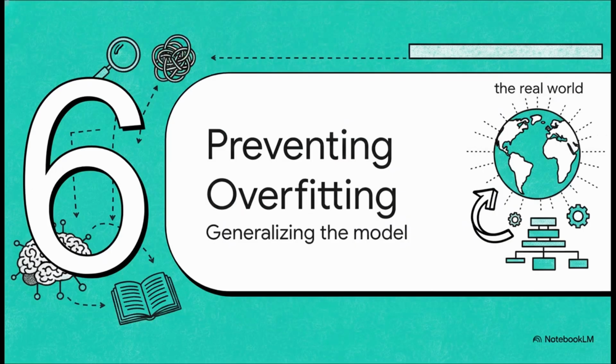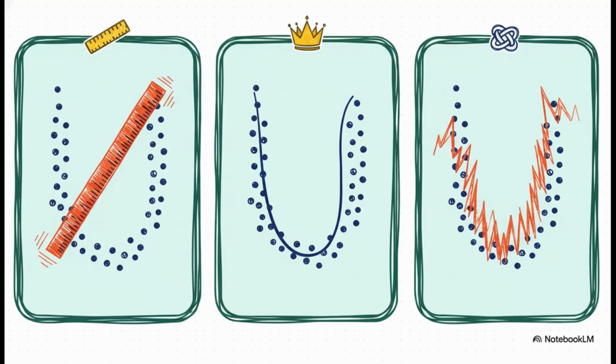And finally, Section 6, Preventing Overfitting. So, we've built our model, we've trained it, but we have one final, absolutely crucial challenge: making sure it actually understands the real world rather than just memorizing a textbook. This is essentially the Goldilocks problem of machine learning. On one side, you have underfitting. The model is too simple, kind of like trying to use that straight ruler for curved data. It just misses the intricacies.